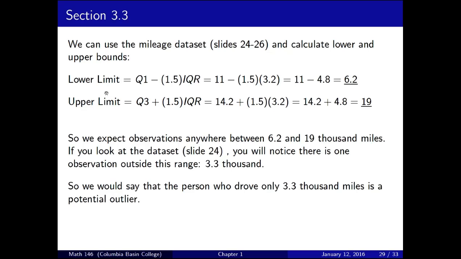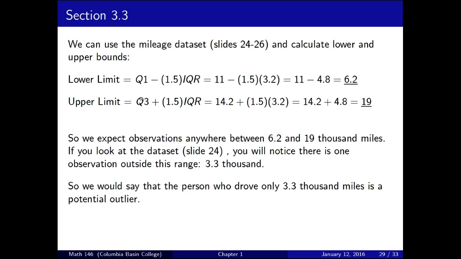So for the lower limit, I'm going to take Q1 minus 1.5 times IQR. So our Q1, you remember, is 11. We're going to go down 1.5 IQRs, and our IQR was 3.2. So it's going to be 11 minus 4.8. That's going to give us a lower bound of about 6.2 thousand miles. So basically, we wouldn't expect to see many people driving less than 6.2 thousand miles in America.